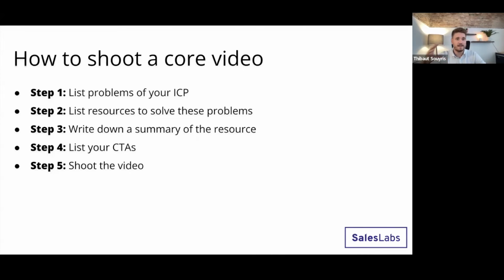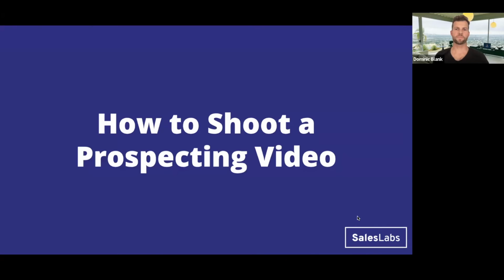Step 4 is where I list my calls to action. At the end of the video, I'll have different options: I want to access the resource, so that people click and get the link to the resource. And then maybe, okay, I want to book a call with Thibaut. And your step 5 is to shoot the video. So that's the prospecting video.